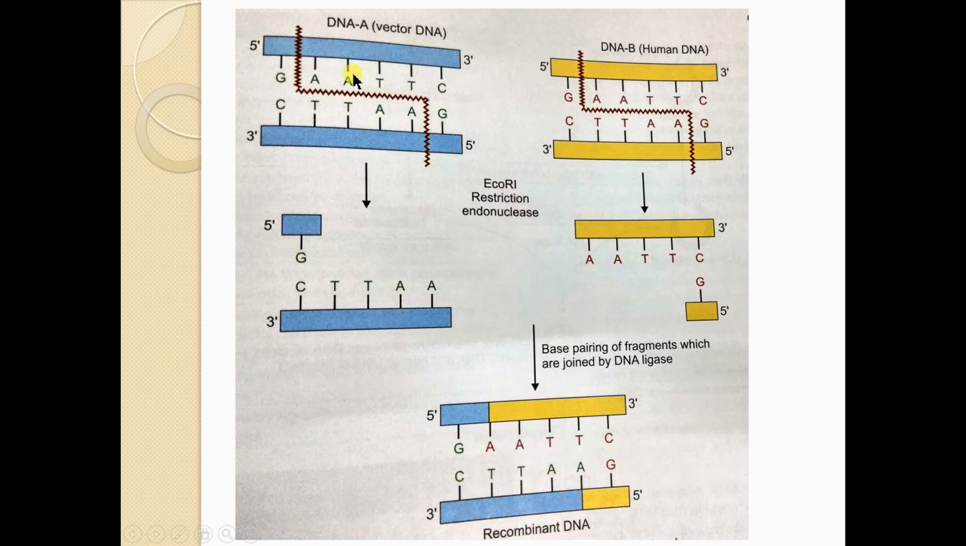So the sticky ends are now produced in the vector DNA by the EcoR1 restriction endonuclease. The same enzyme also acts on the donor DNA; suppose here we want to synthesize human insulin. So the human DNA, that is the insulin DNA, is taken out, and then we act upon it with the same restriction endonuclease enzyme.